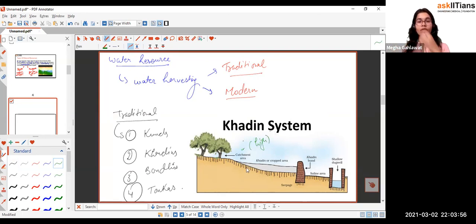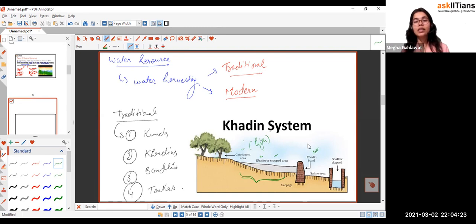And then we have a lower ground like this, which we call the Khadan or the cropped area, which is either deliberately dug up to maintain the lower area, so that all the water running off from the catchment area can be collected into that low Khadan. Now it's very important to contain that water as well. To contain that water, we build the Khadan Band.